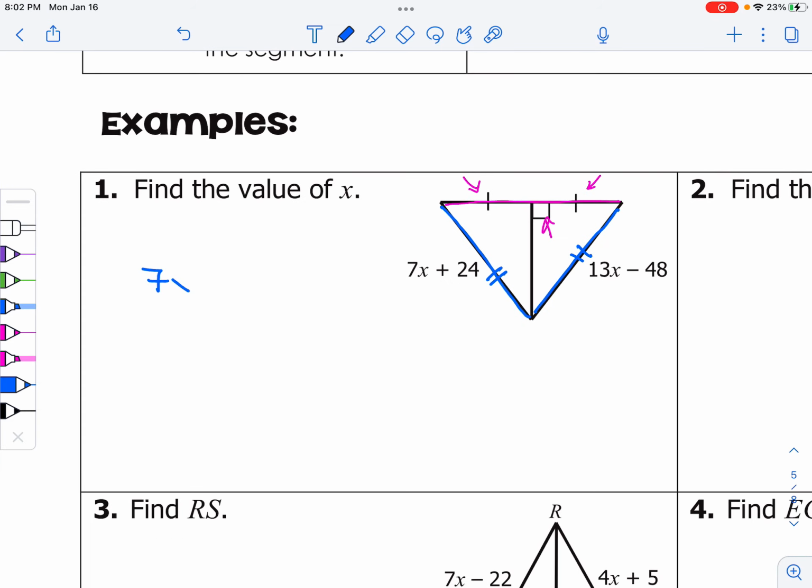So we would take 7x plus 24 and set that equal to 13x minus 48. Subtract 7x on both sides. And I get 6x minus 48 equals 24. Add 48 on both sides. So 24 plus 48, and you get 72. Divide both sides by 6. And you get 12.